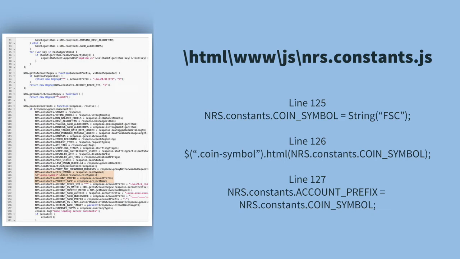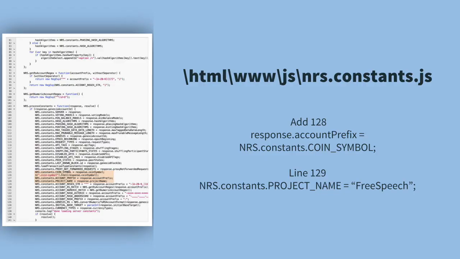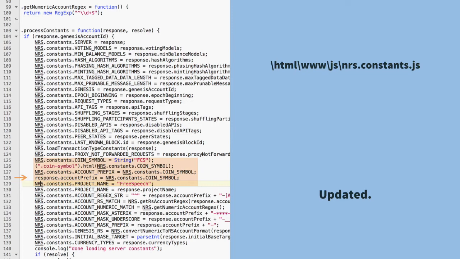You're going to replace line 126 with the code that you see there on the right, and also line 127. After line 127, we're going to add a new line, 128. And you can see the text put in that line right there on the right-hand side of your screen. And now we have line 129 that needs to be replaced with this text, making sure that you substitute your project name for free speech. I'm done making my edits. This is what my new file looks like.